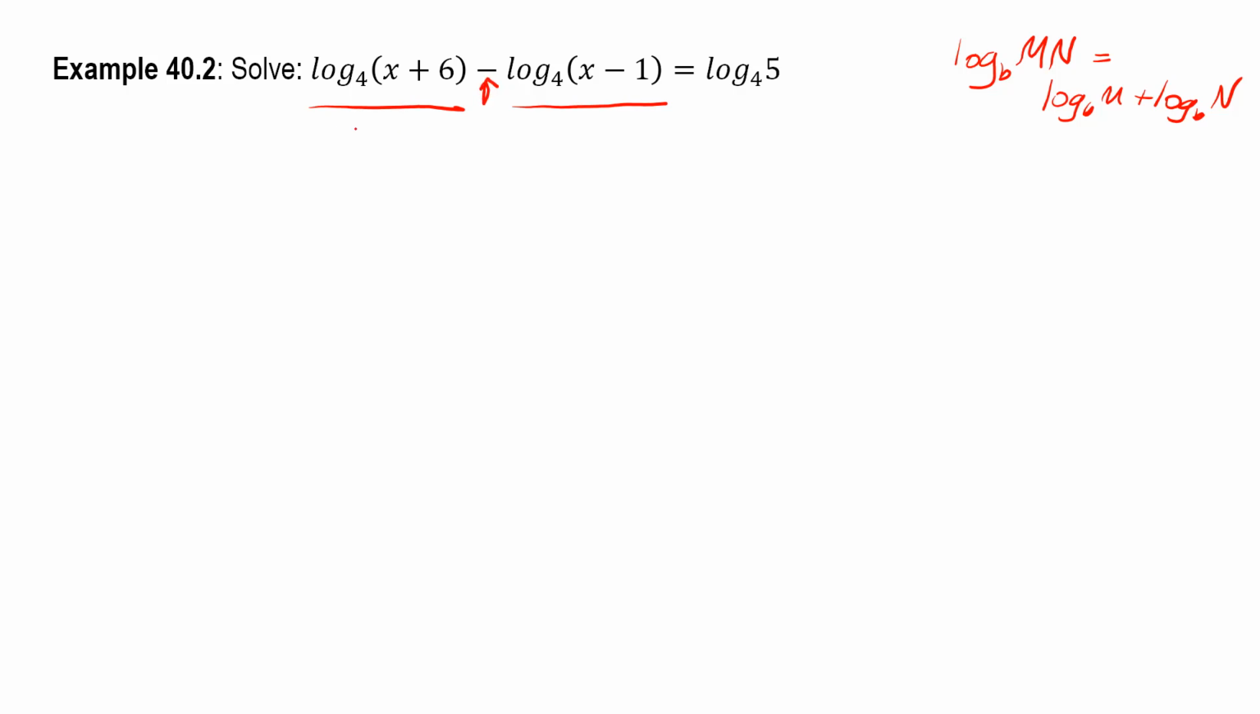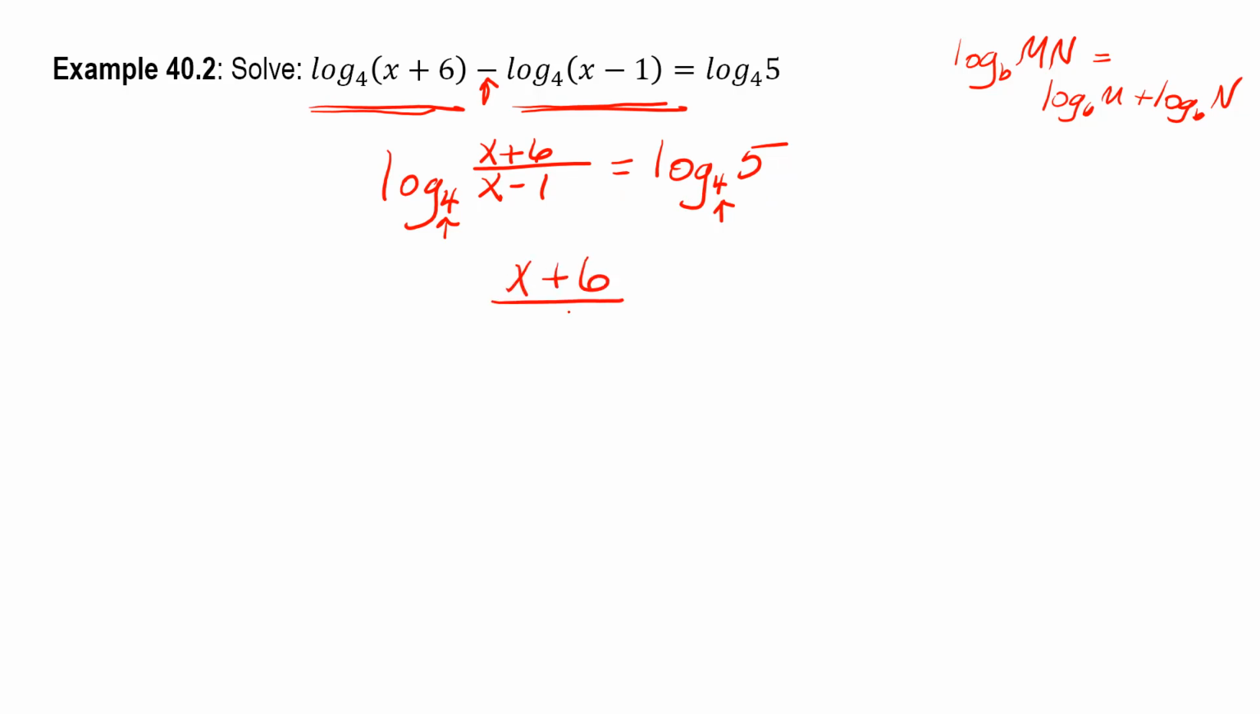So I have a difference of two logs. Here's the minus sign, here's one log, here's the other log. They have the same base. That means this is equal to log base 4 of x plus 6 divided by x minus 1, and that's supposed to equal log base 4 of 5. And since the bases are the same, the arguments have to be the same. If log base 4 of this thing is equal to log base 4 of that thing, those two things must be equal. So x plus 6 over x minus 1 is equal to 5.